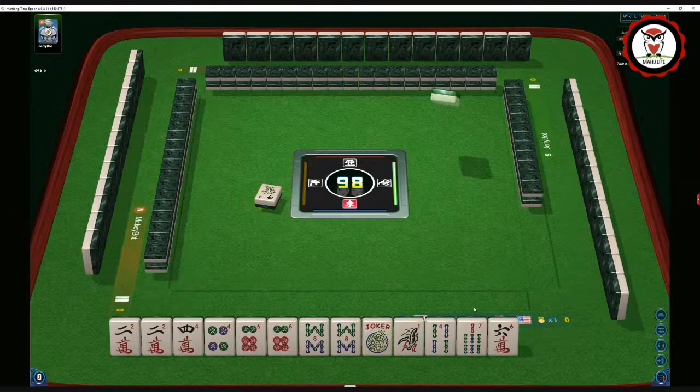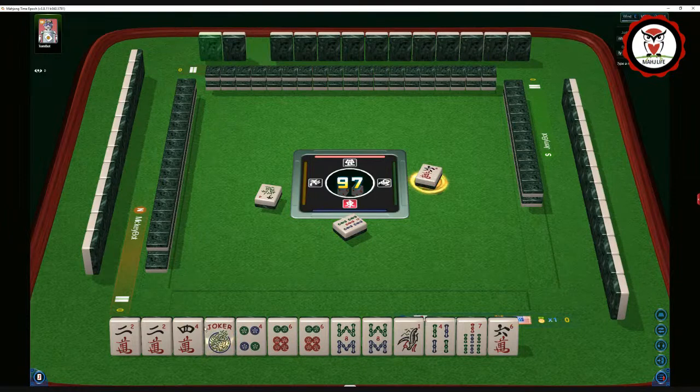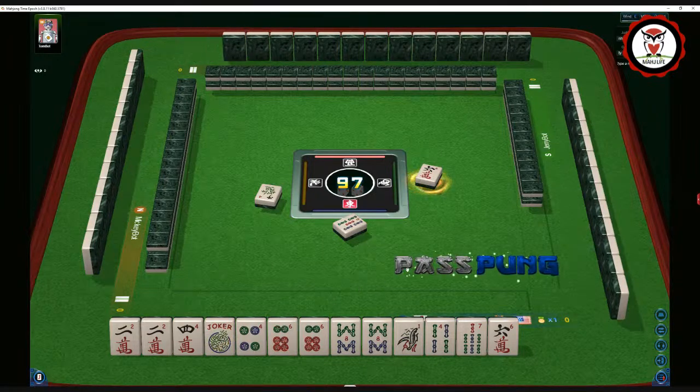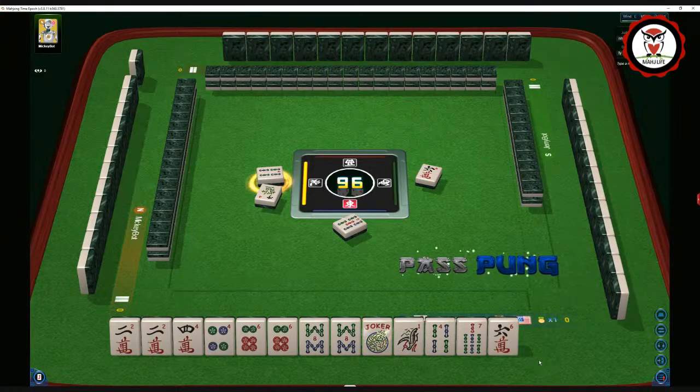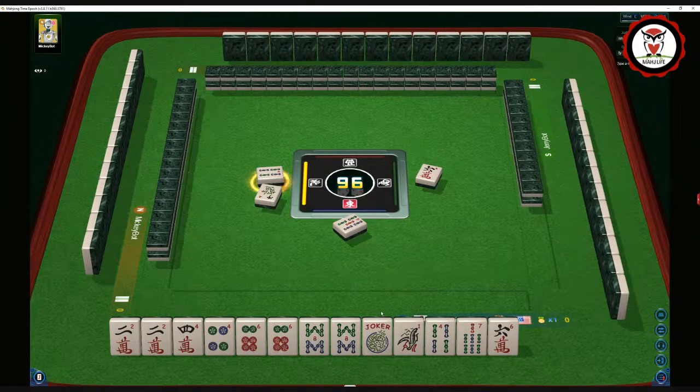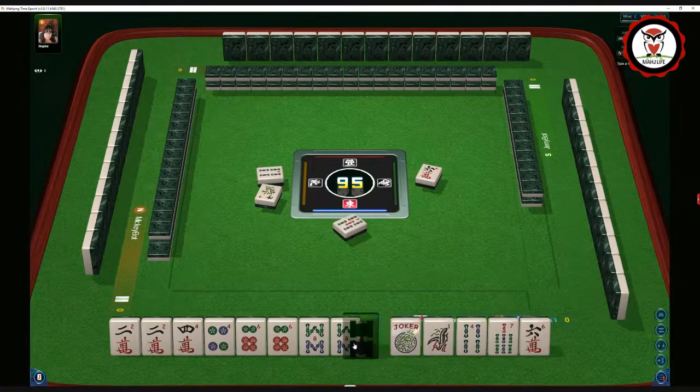Let's see how long it takes us to get set. Yeah, we're a ways away because we need to Kong the 4 and the 6. We're going to pass. So we have a ways to go for this one. 4 bamboos. We need to build up 2 Kongs. We can pass. Now we can call for the 6 dot. Okay, now there's an 8.